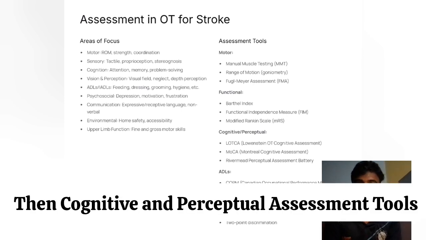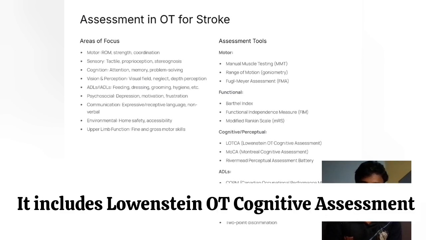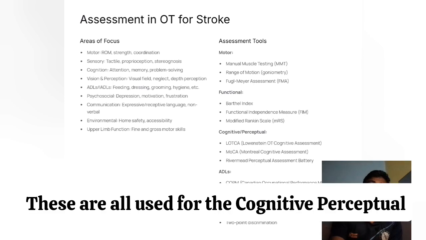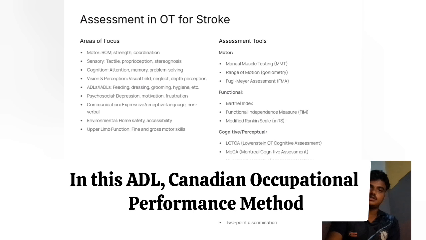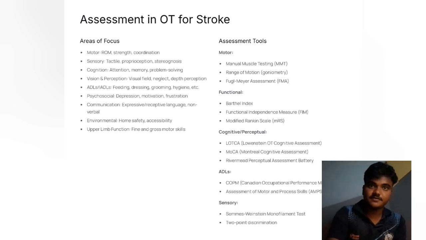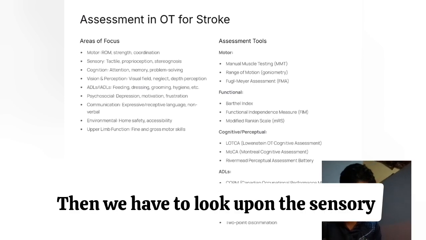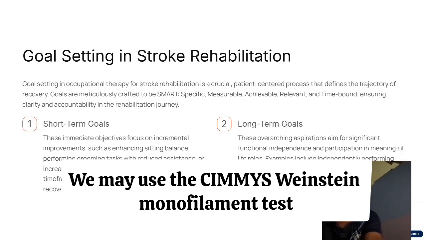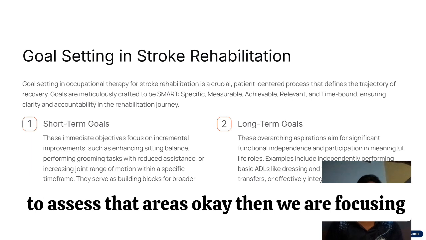Then cognitive and perceptual assessment tools. They include the Loewenstein OT cognitive assessment, Montreal cognitive assessment, and visual assessment matrix. These are all used for cognitive perceptual. Then we are focusing on the ADL. In ADL, we use the Canadian Occupational Performance Measure, and we can also use the Barthel index, FIM, and assessment of motor and process skills. Then we have to look at the sensory. For that, we may use the Semmes-Weinstein monofilament test. Okay, these are all the assessment tools used by the occupational therapist to assess those areas.